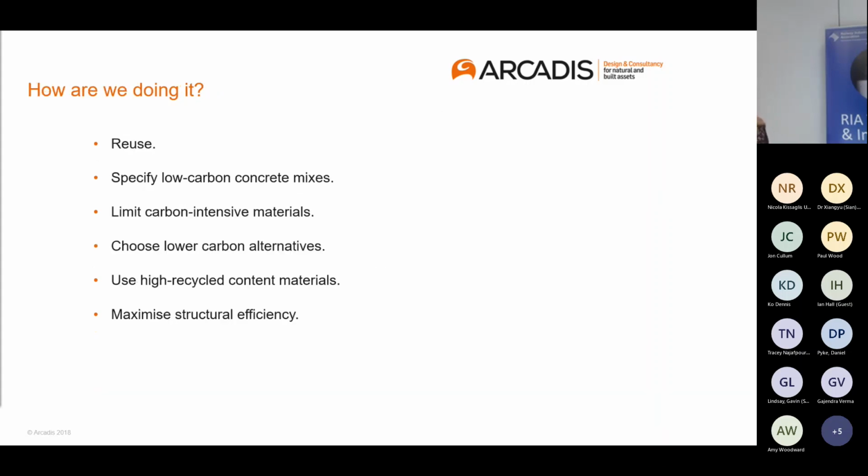So your next question is probably going to be, how are we doing it? So once the problem areas were highlighted, we began discussing what we as designers can do to improve them. We could reuse existing materials or even structures where we can, which means potentially opting for strengthening works over complete reconstructions or using demolition waste as backfill for new structures.